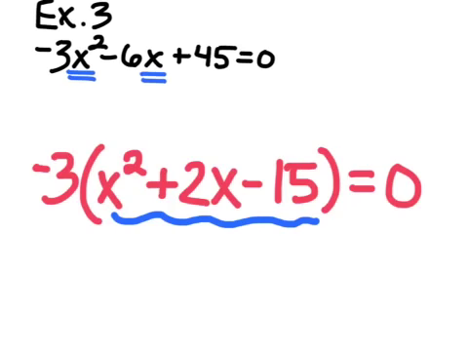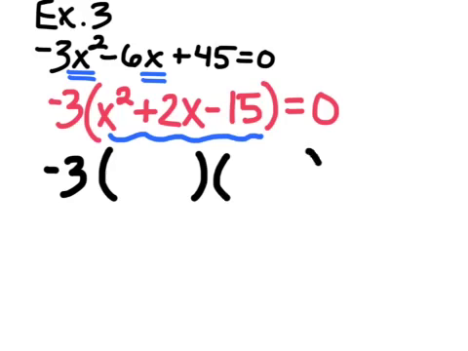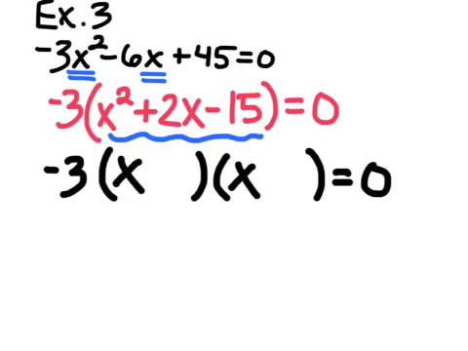Now I can take a look at this quadratic trinomial that remains and think about how to factor that further. So here's where we start to think about numbers that would multiply to -15 that would add up to 2, and that can help us do the factoring. So we'll keep the -3 in front. We'll open up 2 sets of parentheses. We'll lead both of those parentheses with an x. And then we think about what multiplies to -15 that adds up to positive 2. And it looks like positive 5 and a -3 will accomplish that for us.